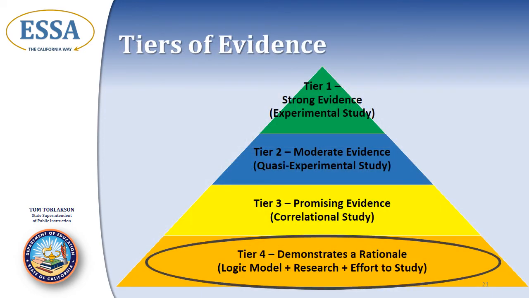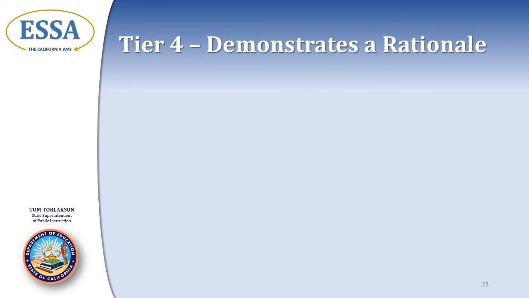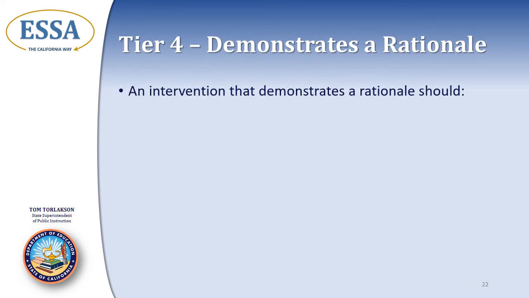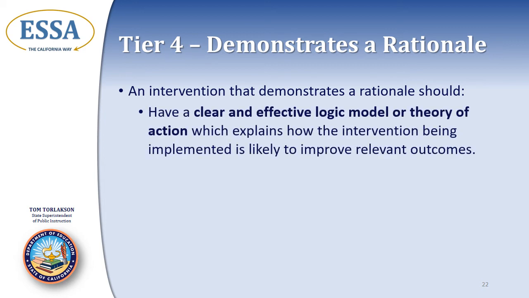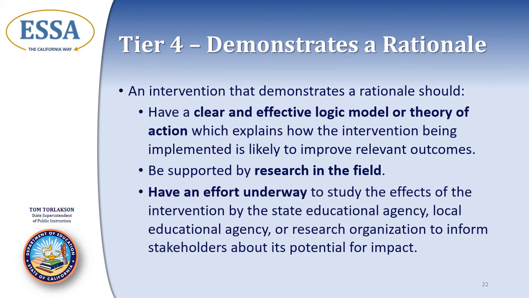Tier 4 involves interventions that demonstrate a rationale. An intervention that demonstrates a rationale should have a clear and effective logic model or theory of action which explains how the intervention being implemented is likely to improve relevant outcomes, should be supported by research in the field, and should have an effort underway to study the effects of the intervention by the state educational agency, local educational agency, or research organization to inform stakeholders about its potential for impact.